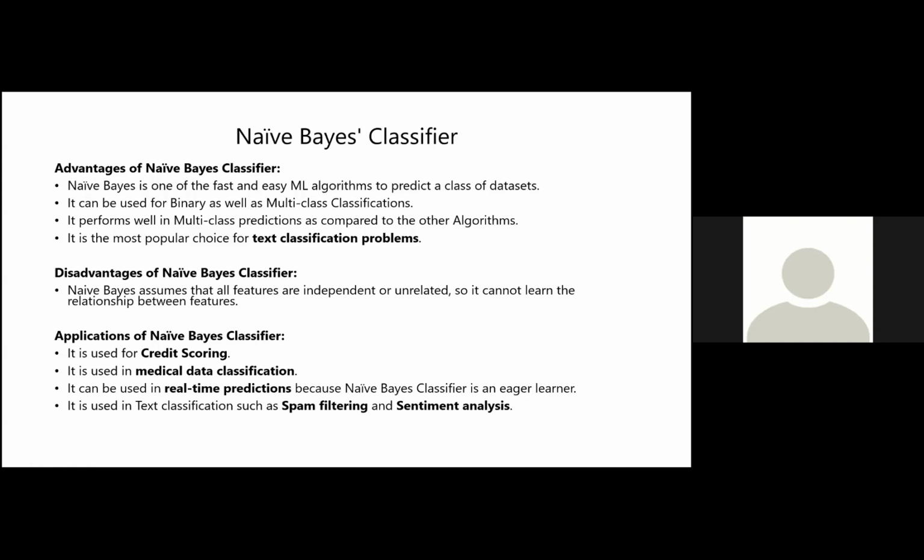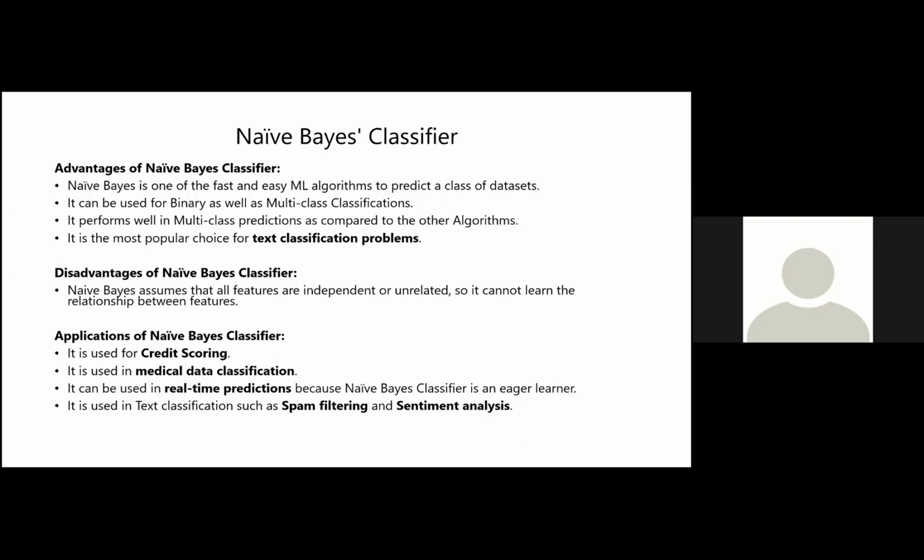So coming to the advantage of the naive-Bayes classifier, it's one of the fastest and simplest algorithms. It can be used for both binary and multi-class problems, and it is the most preferred and popular choice for text classification problems. Coming to the disadvantage, as I told you, it assumes that all the features are independent and not related to each other.